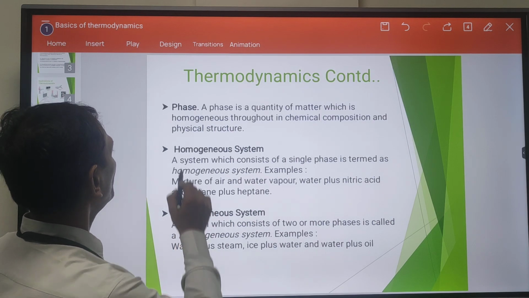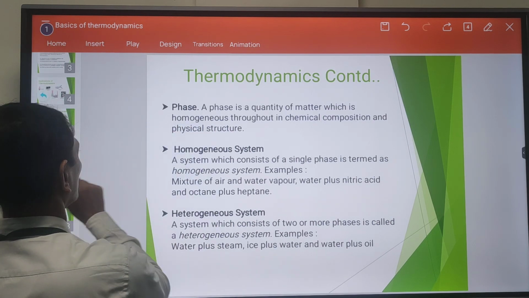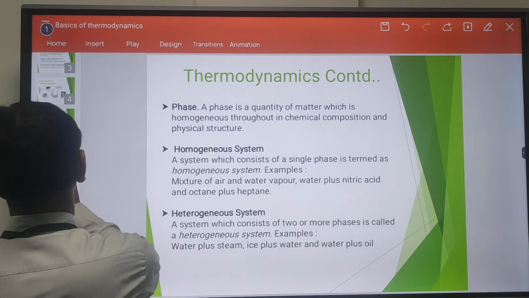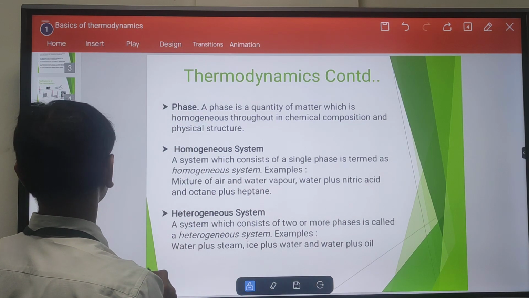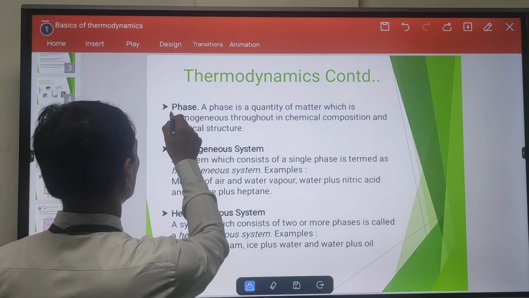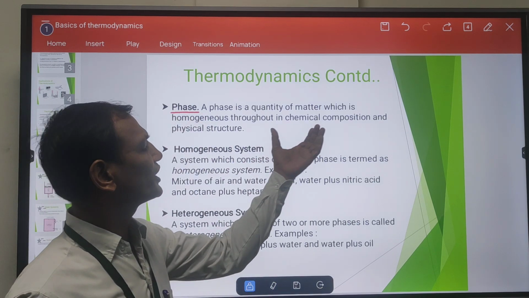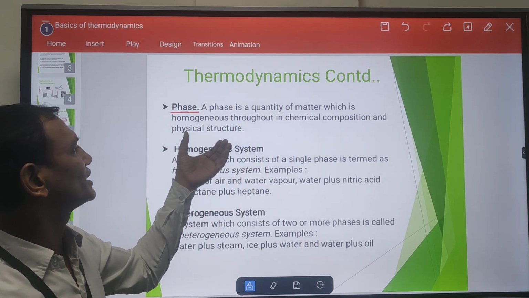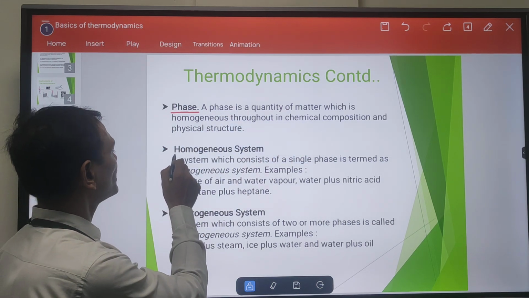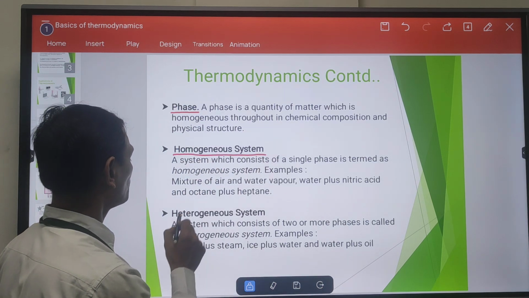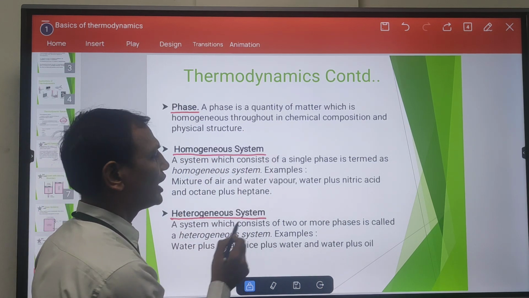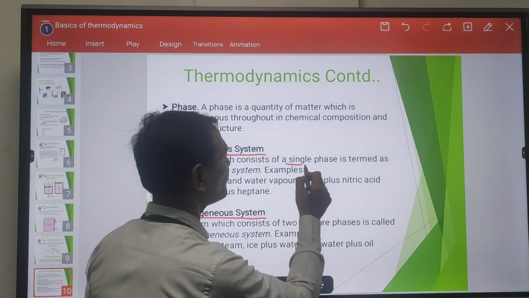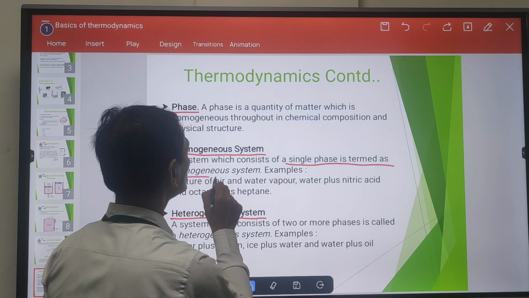And phase. What is a phase? A phase is a quantity of matter which is homogeneous throughout in chemical composition and physical structure. There are two kinds of systems: homogeneous and heterogeneous. What is a homogeneous system? A system which consists of a single phase is termed a homogeneous system.